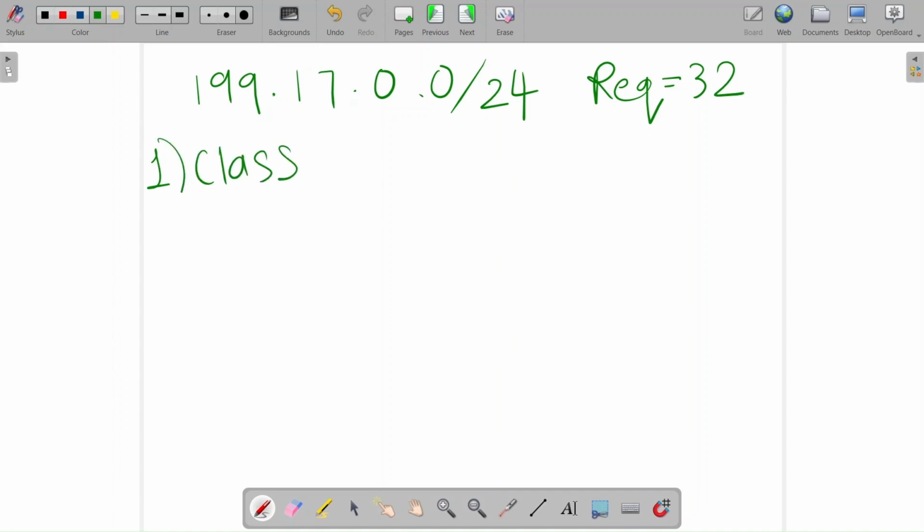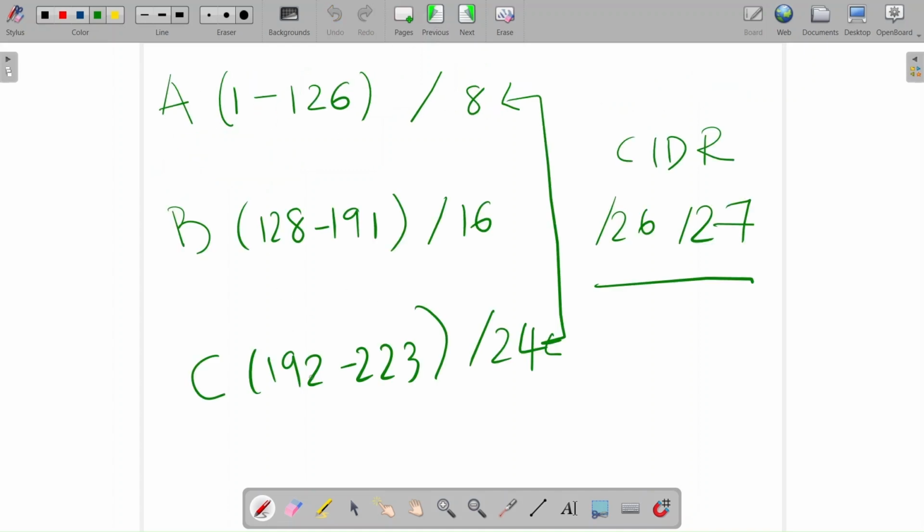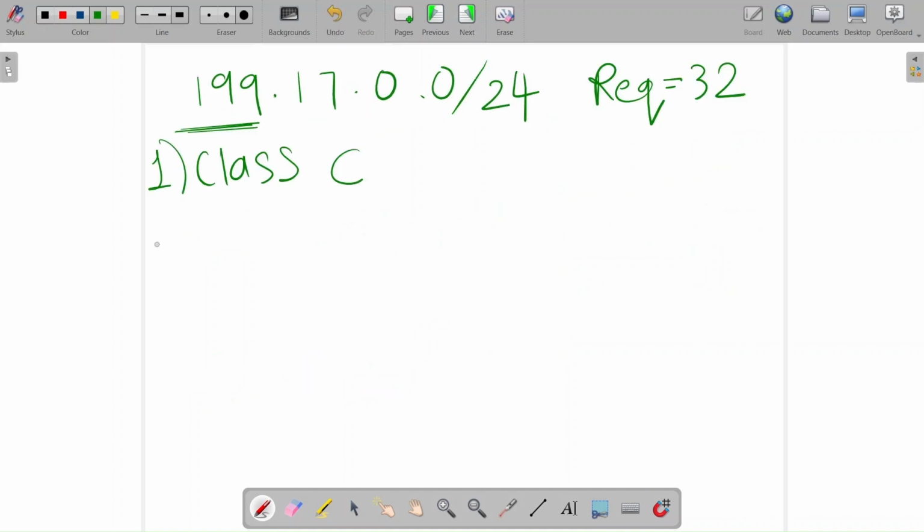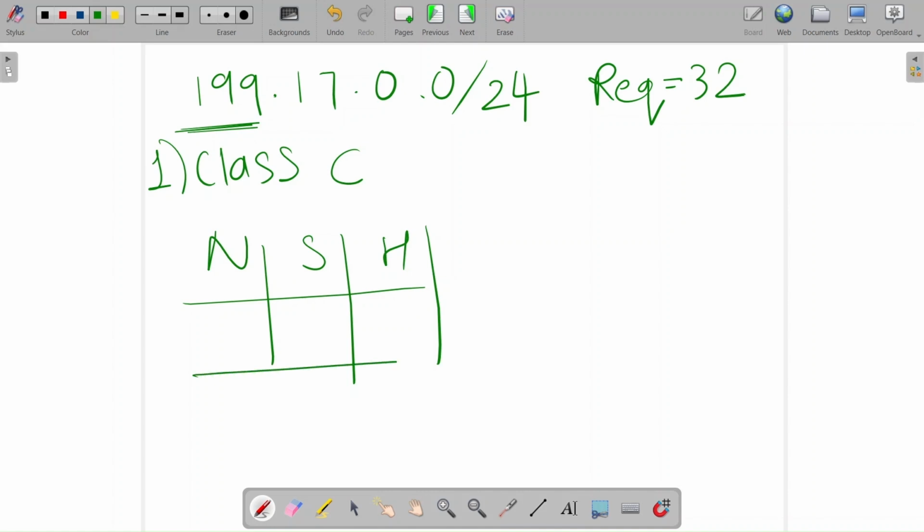Which class does this belong to? Always look at the first octet. The first octet is what is going to give you the class, not the second, not the third, not the fourth, the first one. So 199, where does it lie? 199 lies in this range, so obviously it belongs to class C. The second step is figuring out the bits for network, subnet and host. I always find it easy to make this table, because getting this table right is essential, as it is the backbone of this whole subnetting.